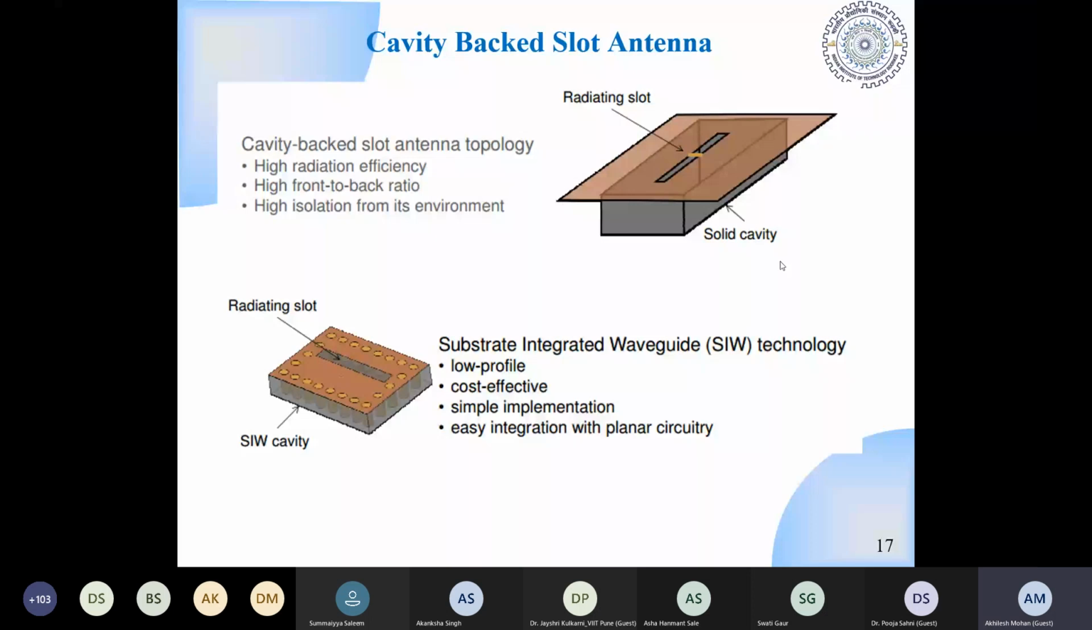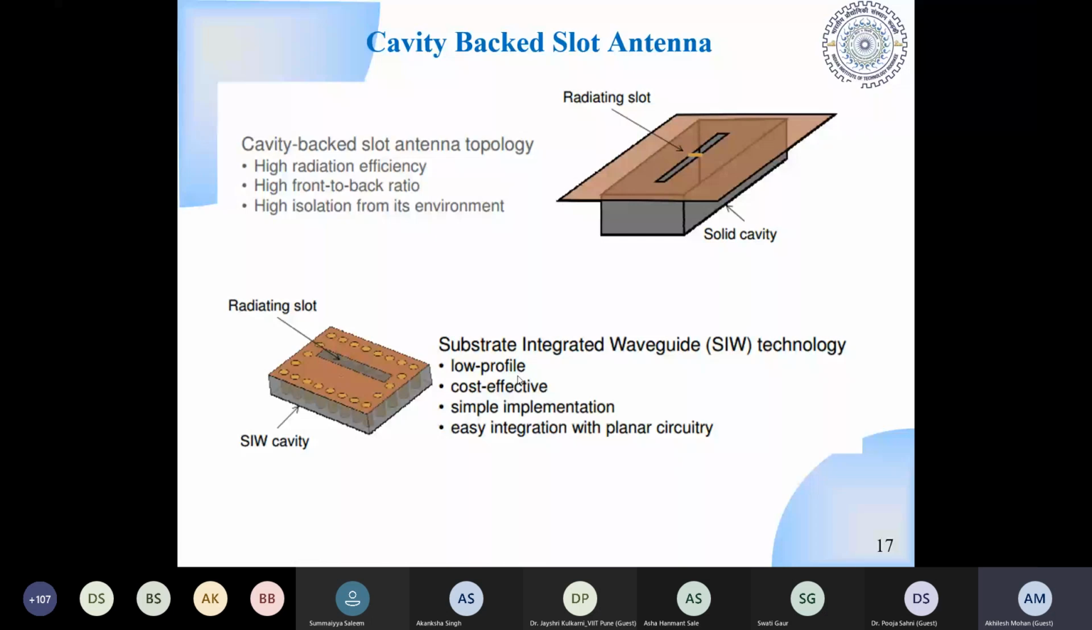Now, we want to have this in planar form. As I told you, instead of using the solid cavity, we will use the SIW cavity, and this radiating slot will be etched on top of the cavity. So it will have nearly the same performance as the cavity backed slot antenna. It will be low profile, meaning lower thickness, cost effective with very little cost involved, simpler implementation, and easier integration with planar circuits.